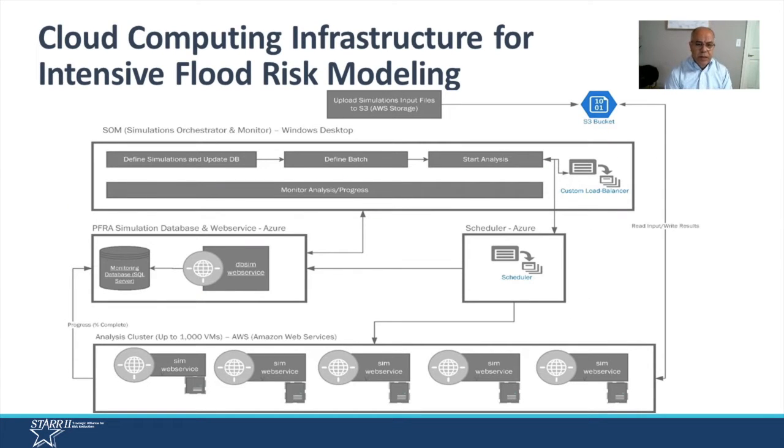This slide just builds on the previous one. We see how the process is initiated once the input data has been uploaded to the cloud. What you see there is the blue icon, S3, which is the storage name for AWS. Through SOM, users notify the load balancer how she wants the simulation to be run. For managing the 1,000 simulations, we use the concept of batches.